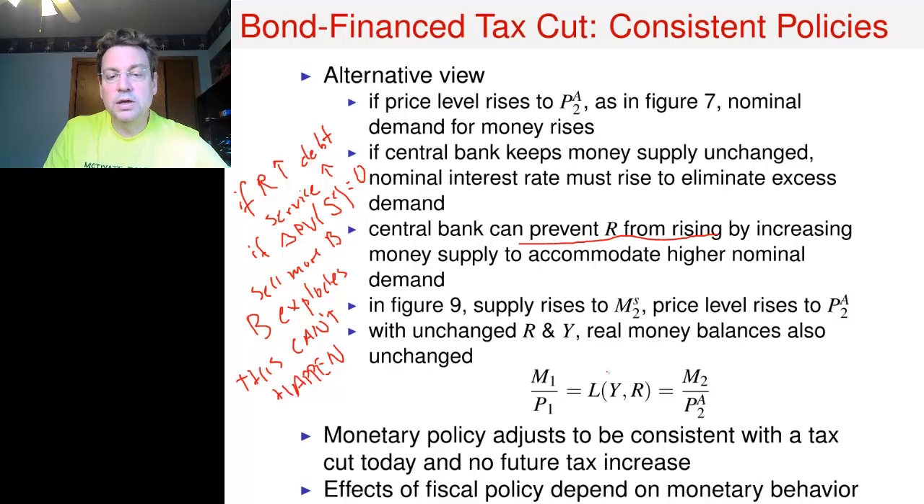If there's no change in income, which there isn't by assumption because it's exogenous, and the nominal interest rate is constant, then this real demand for money is unchanged. So therefore, the money supply is going to have to rise by enough so that the real supply of money is the same under this new price level. So this is a nice example where the effects of fiscal policy depend on monetary policy behavior.